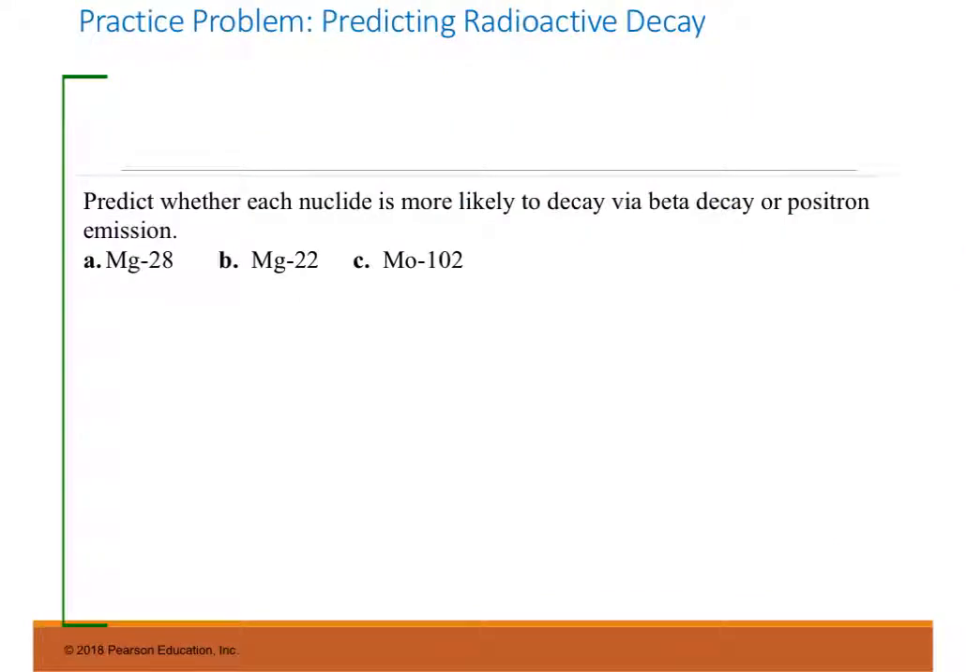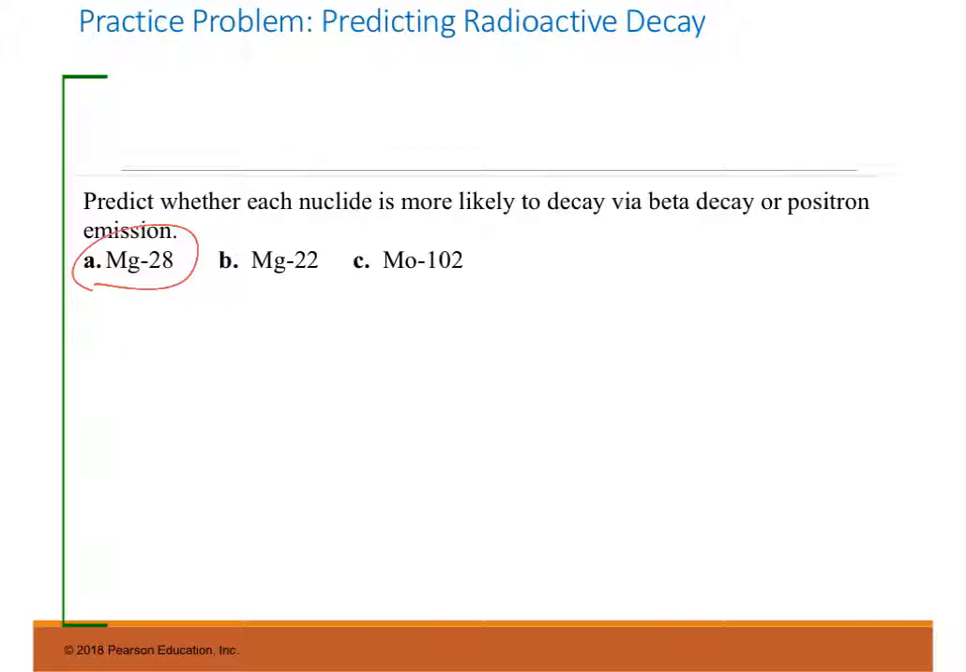Okay, so I'm going to walk you through one of these. I'll walk you through A, magnesium 28, and then you see if you can do the other two on your own. First thing you need to do, if a question asks you what type of decay, is figure out how many protons and neutrons it has to begin with, right? And what the ratio is.